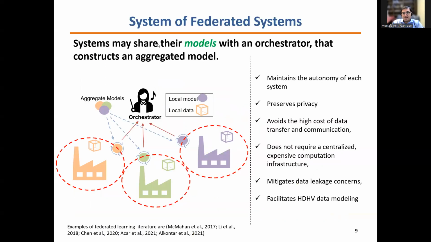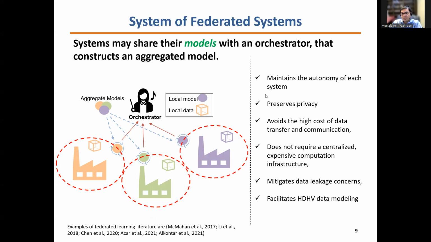To address this, inspired by federated learning, we introduced system of federated systems. So in here, systems may share their models with an orchestrator that constructs an aggregated model. So each system keeps its data locally and constructs the model locally, and then shares the model with the orchestrator. Then the orchestrator aggregates all the models and creates an aggregated model, which is broadcast to the systems. These systems then use that aggregated model to update and personalize their models.